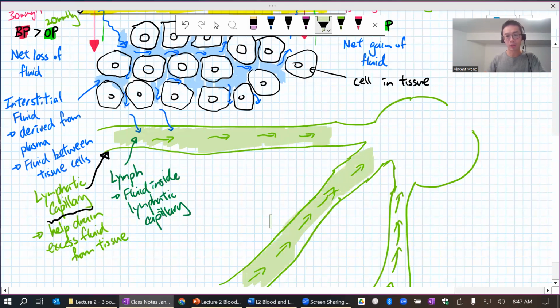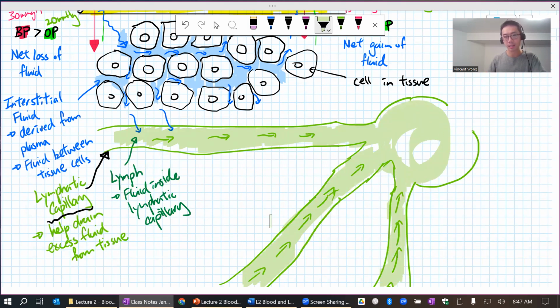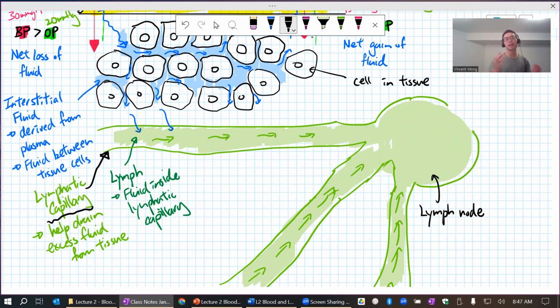So it takes all the lymph from different parts of the body, and then it will go to this place here. So this place is a lymph node, which you might have heard of, right? So, you know, go to a doctor when you're not well, they might feel your lymph node in the neck, right? To see if they are swollen or not.